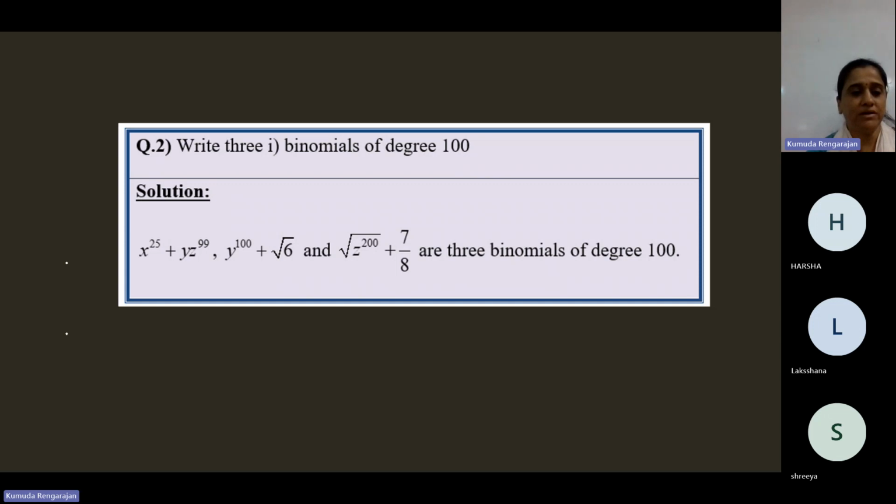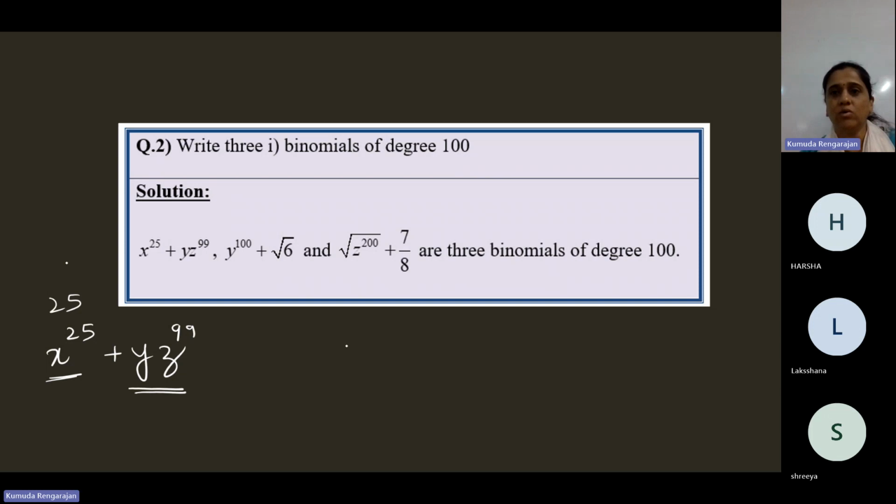Now look at the first example. X to the power 25 plus yz to the power 99. Is it a binomial? Yeah, it's a binomial. There are two terms. What's the power of x? 25. In the second term, there are two variables y and z. What's the power of y? 1. What's the power of z? 99. What's 1 plus 99? 100. So in the second term, what's the power? 100. 25, 100. Which is bigger? 100. So the degree is 100.